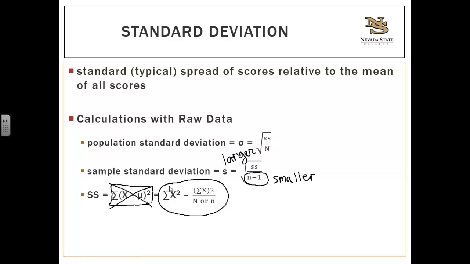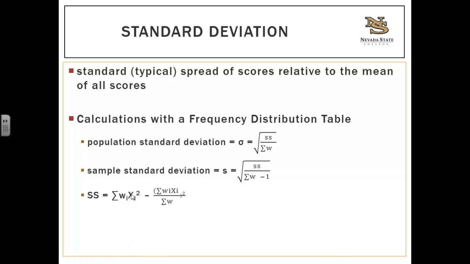Remember order of operations. Exponent comes before summation. So here, you're squaring each value and then adding the squared values together. Whereas here, remember, you have to take the frequencies or the weight into account when you're using the frequency distribution table. So you square each x value, then you multiply it by its respective frequency, then you add those together. Just like when you found sum of x for the mean, you had to take into account how many times those values appeared in your data set.